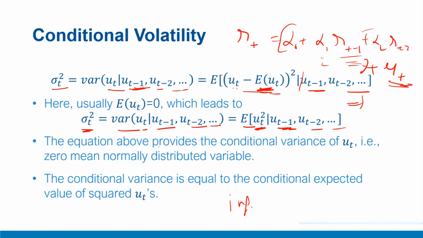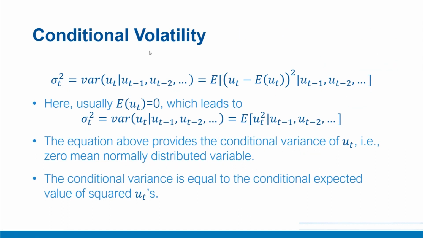The above equation that we discussed provides the conditional variance of mu t, that is, a zero mean normally distributed variable. The conditional variance is basically equal to the conditional expected value of squared mu t's. Now let me give you the intuition behind conditional volatility.